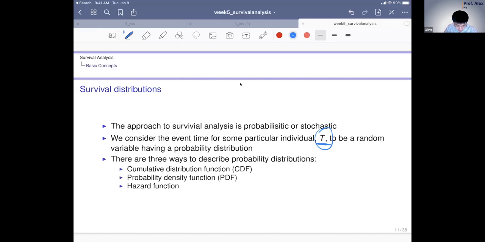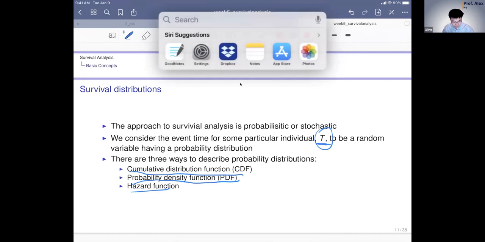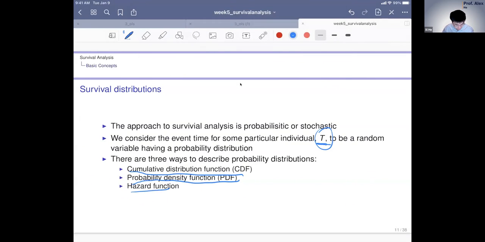And then we have three ways to describe that probability distribution. So all of these three things, once you know one of them, you also know the other two. So the first is the cumulative distribution function, CDF, okay? And then the second is the probability density function, the PDF. So we already know about those two. And the third one is new, and that one is actually the hazard function. So that's what I'm gonna talk about next.